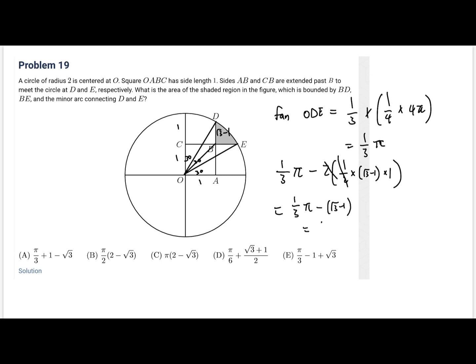This is 1/3 pi plus 1 minus root 3. So it's 1/3 pi minus, no, it's not this one then. It's 1/3 pi plus 1 minus root 3. So it's A. The answer is A.